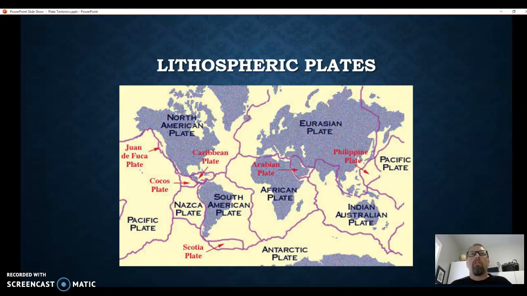So it's very dynamic. They're all moving either towards one another, convergent plate boundaries, away from one another as divergent plate boundaries, or in the case of the Juan de Fuca plate here and the North American plate, they are transform faults. That's the San Andreas fault right there.